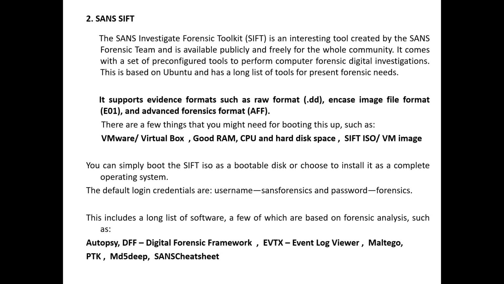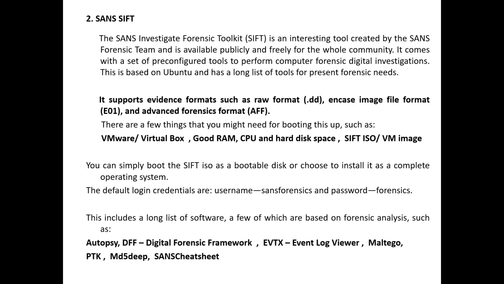Next is SANS SIFT. SIFT is the SANS Investigative Forensic Toolkit. It comes with a pre-configured set of tools and is an Ubuntu-based system. It supports evidence formats such as DD, E01 (EnCase), and AFF. All these formats are easily supported, and any data in these formats can be collected and analyzed. For downloading and installing on VMware, the system should have good RAM, CPU, hard disk, and so on. Also, SIFT ISO images are required for installing.